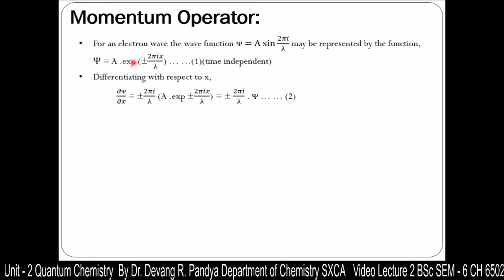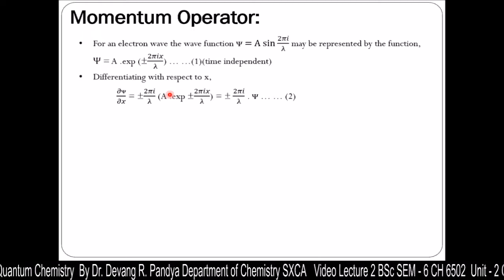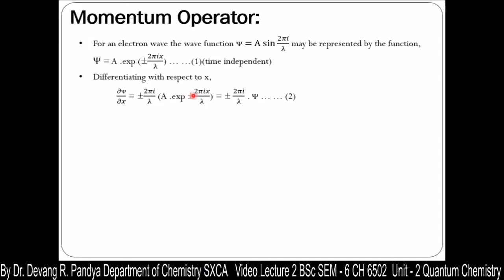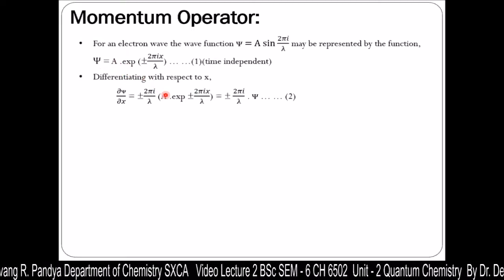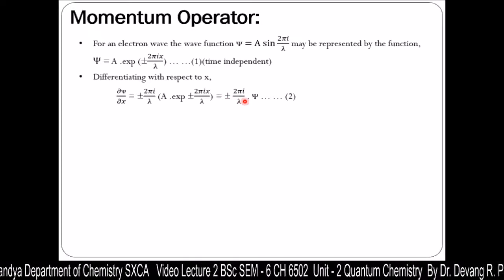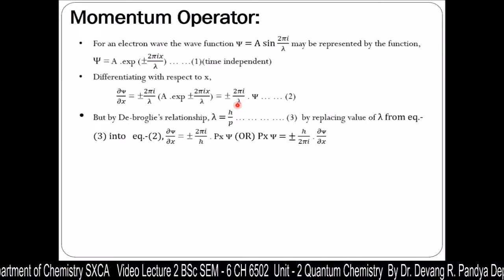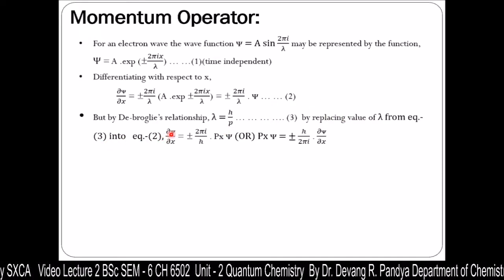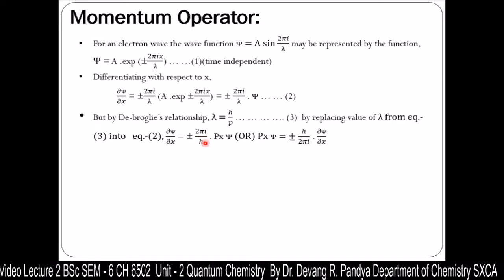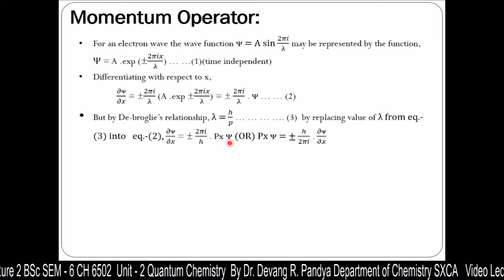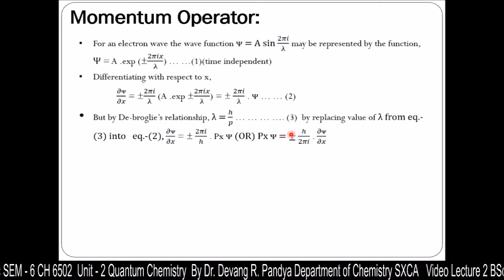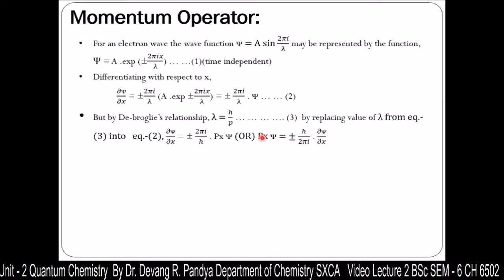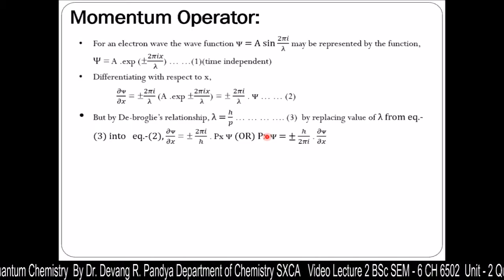This value looks like the wave function itself. So if we substitute the wave function psi, d psi by dx becomes plus or minus 2 pi i by lambda into psi, because this value is psi itself. We abbreviate the equation like this, that is equation 2. But by de Broglie's relation, lambda is equal to h by p, so replacing lambda in this equation, we get d psi by dx equal to plus or minus 2 pi i px psi by h, or it can be written as px psi is equal to plus or minus h upon 2 pi i d by dx psi. So here when we remove psi from both sides, we get the momentum operator.